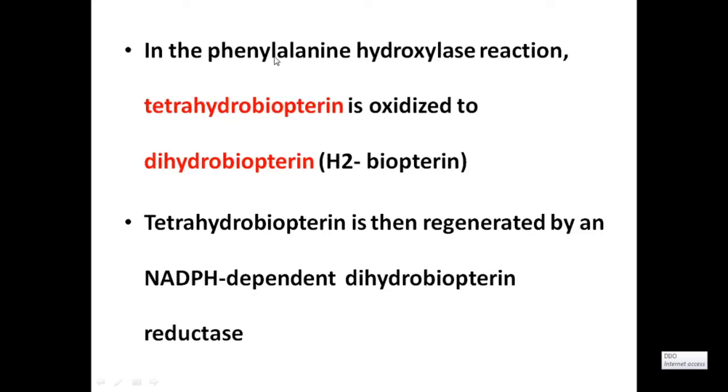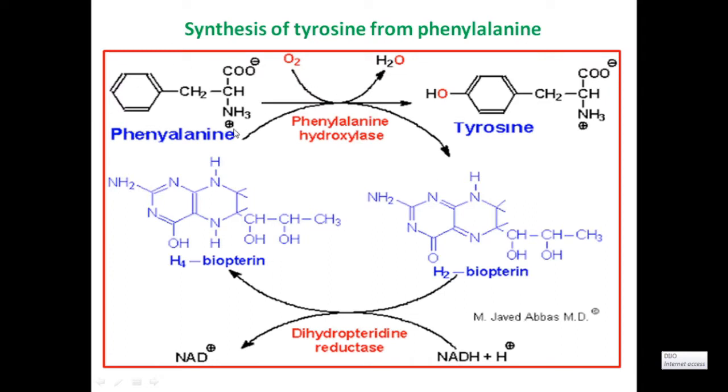tetrahydrobiopterin. So in the phenylalanine hydroxylase reaction, what is the first step? Tetrahydrobiopterin is oxidized into dihydrobiopterin. That means BH4 is converted into BH2. The tetrahydrobiopterin is then regenerated by the NADPH dependent dihydrobiopterin reductase. With the help of this enzyme, it is again regenerated. You can see the picture. Through this picture you can clearly understand how phenylalanine is converted into tyrosine.